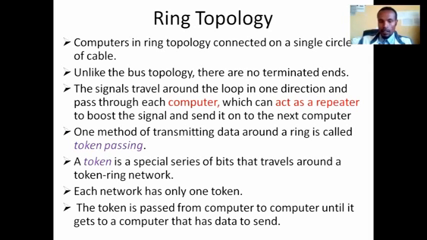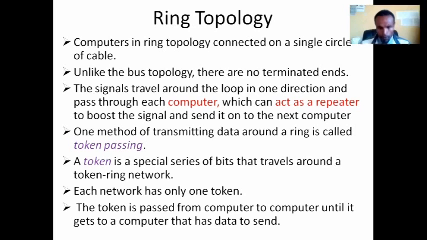So this token passing delivers the data sent from one computer to the destination. A token is a special series of bits that travels around the token ring network. Each network has only one token, which can be rotated around the circular path. So this sends data to the destination.